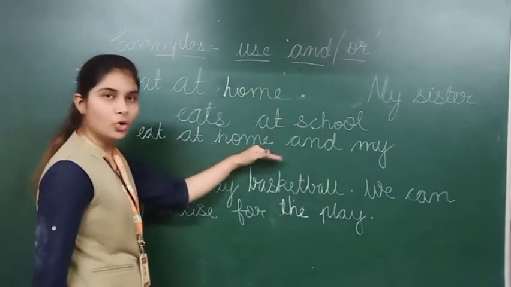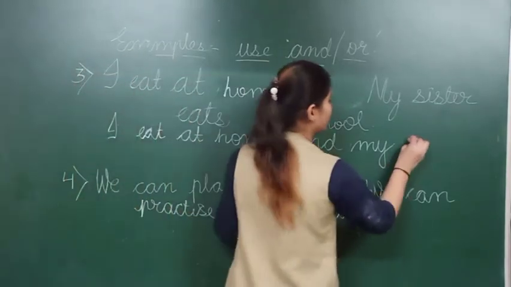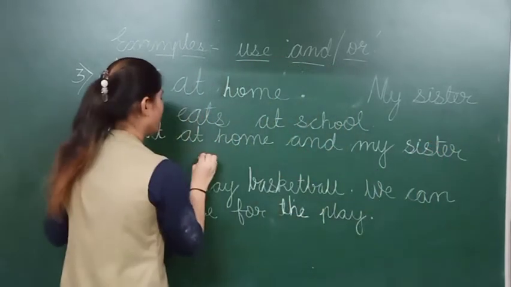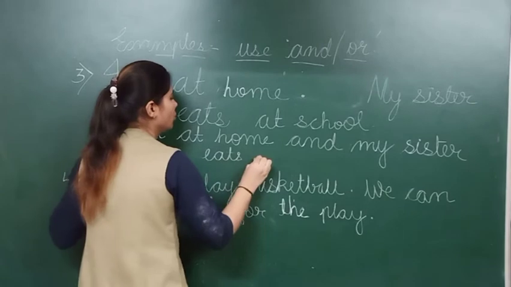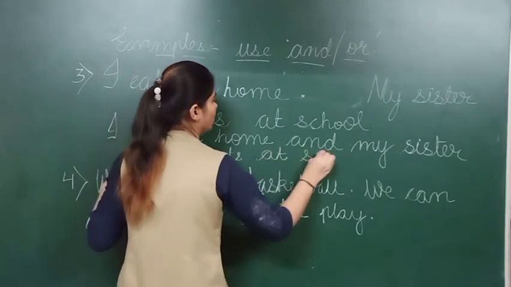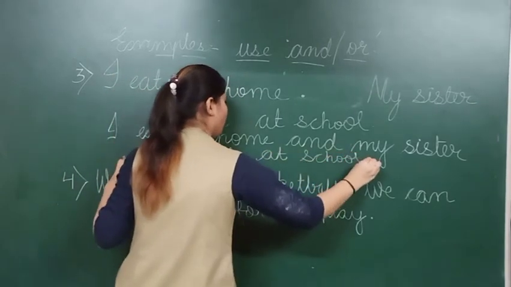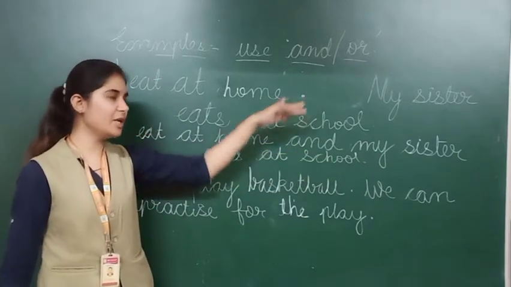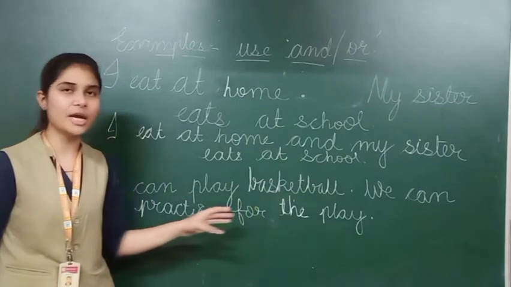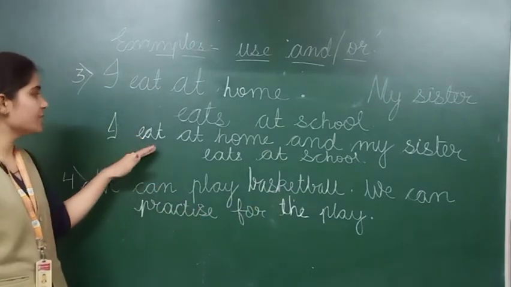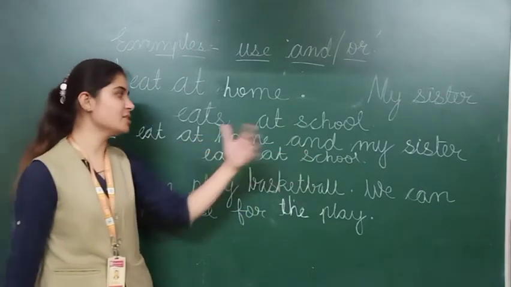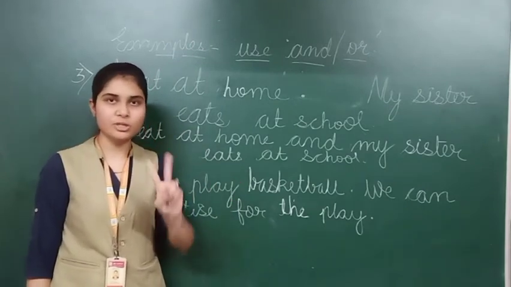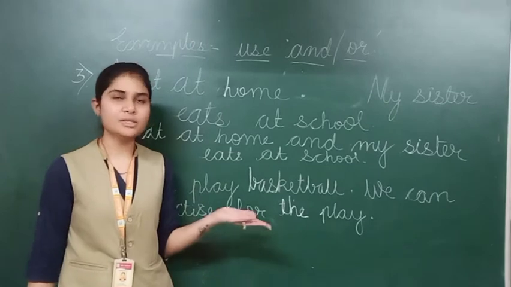I eat at home and my sister eats at school. So here we have the conjunction word "and" in place of the full stop, and the rest of the sentence I have written the same. So what is the sentence? I eat at home and my sister eats at school. Here we were talking about 2 persons, me and my sister.